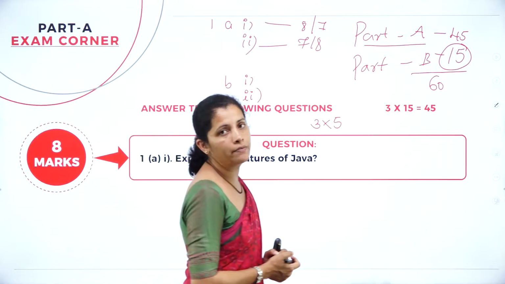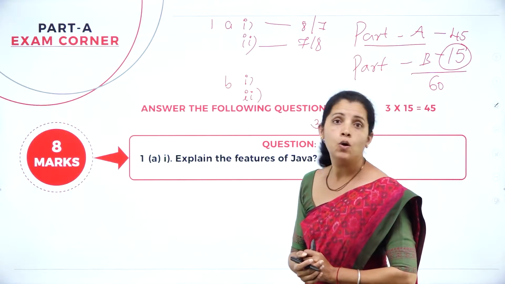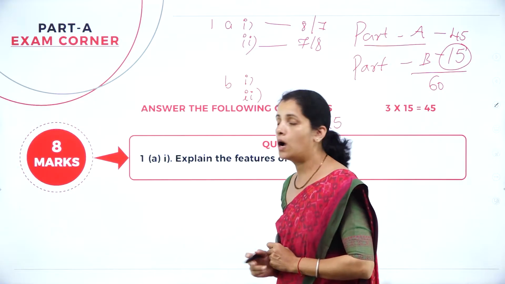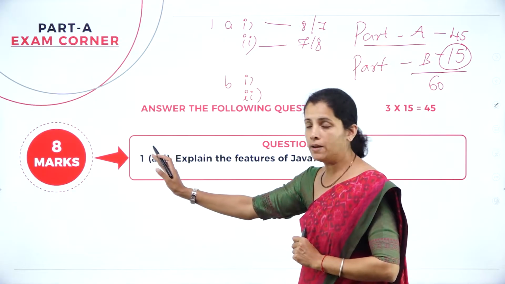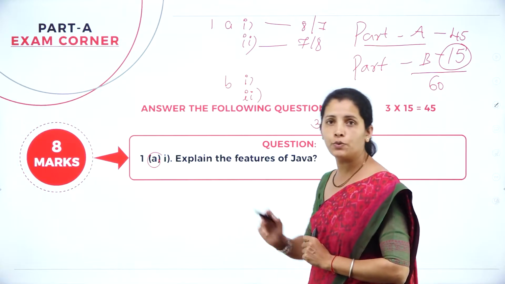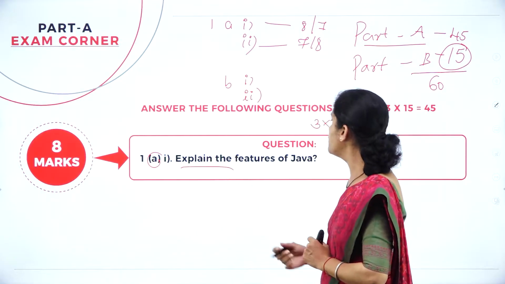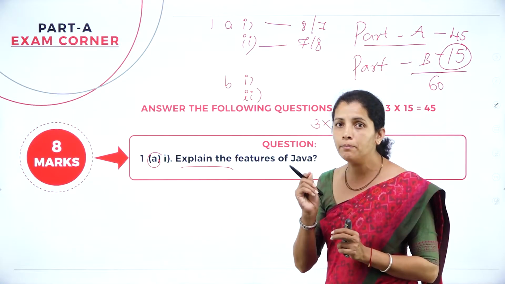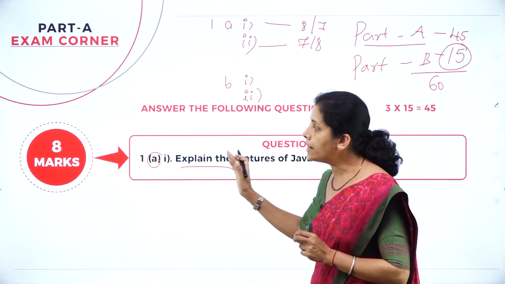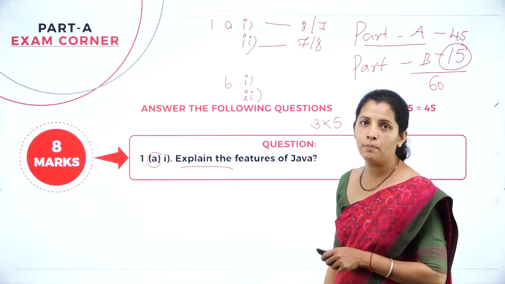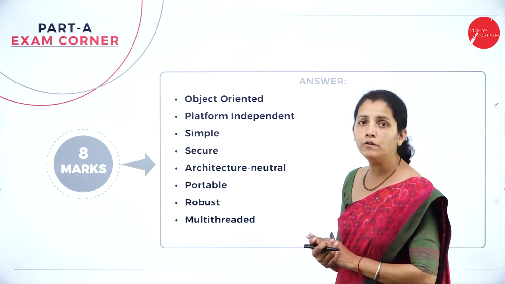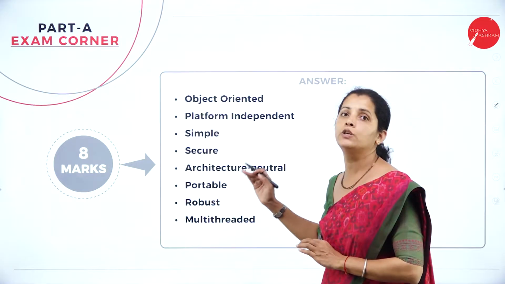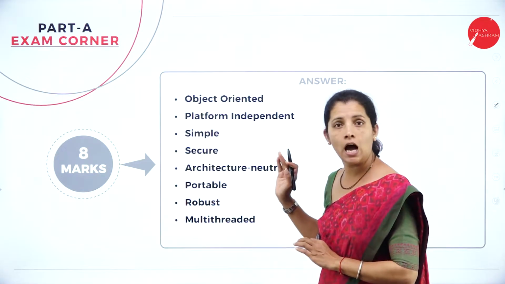Now, dear student, if I consider part A, what are the questions you can expect? First one, in first main A, first question: explain the features of Java. So, dear student, this is a very important question. And this question is for 8 marks. In the sense, you have to list all the points. Along with that, you have to elaborate the answer.